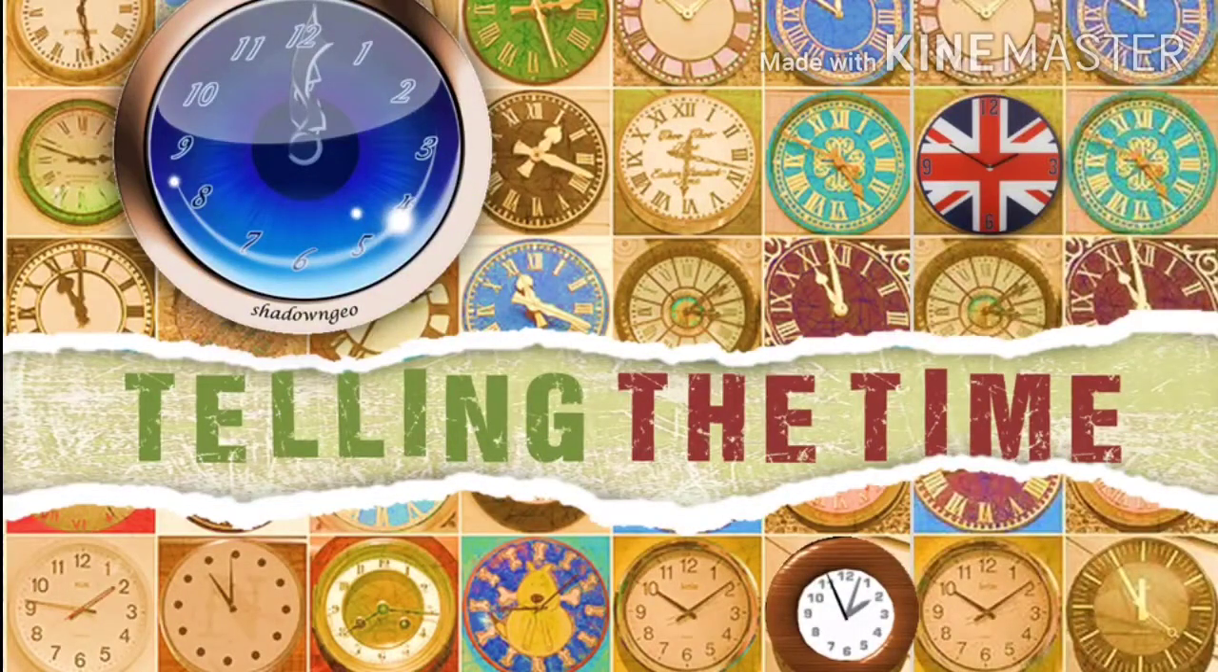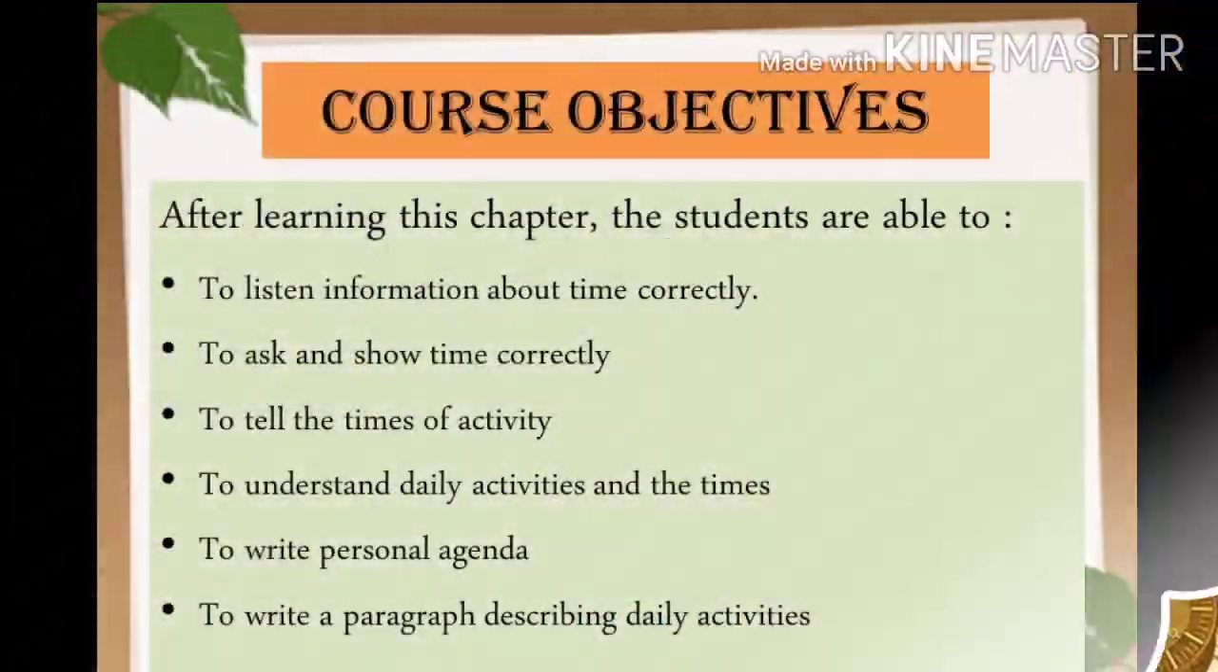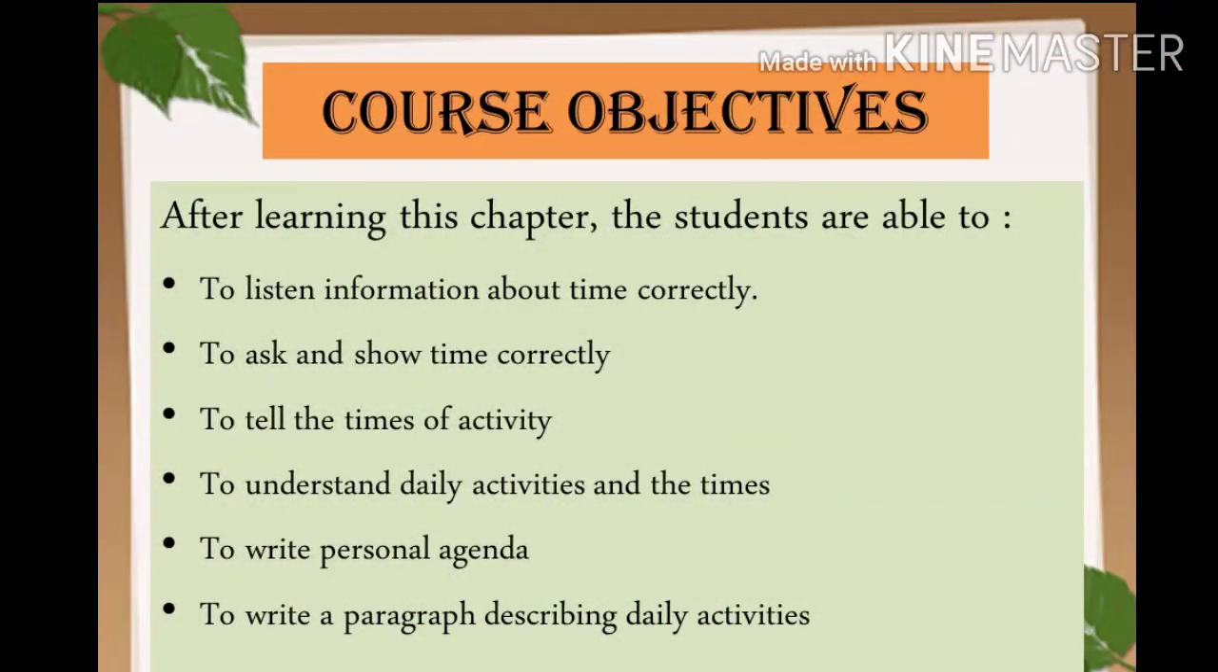Today we are in chapter 3 of the semester. We are going to talk about times. After learning this chapter, you are expected to be able to listen to information about time, to ask and show time correctly, to tell the times of the activity, to understand daily activity and the time, to write a personal agenda, and last is to write a paragraph describing daily activities.